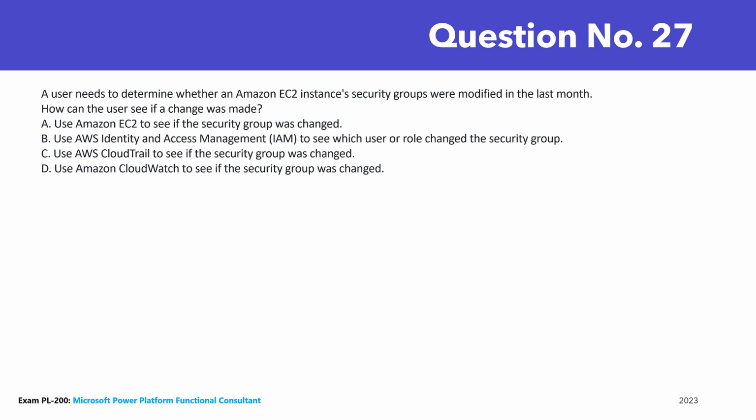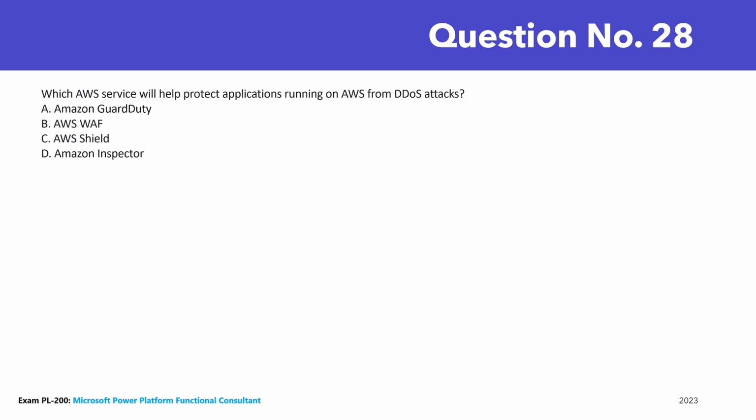A user needs to determine whether an Amazon EC2 instance's security groups were modified in the last month. How can the user see if a change was made? A. Use Amazon EC2 to see if the security group was changed. B. Use AWS Identity and Access Management, IAM, to see which user or role changed the security group. C. Use AWS CloudTrail to see if the security group was changed. D. Use Amazon CloudWatch to see if the security group was changed. Correct answer, C.